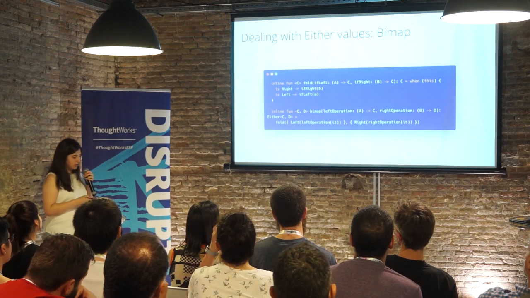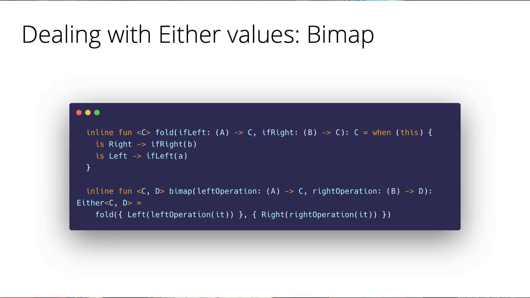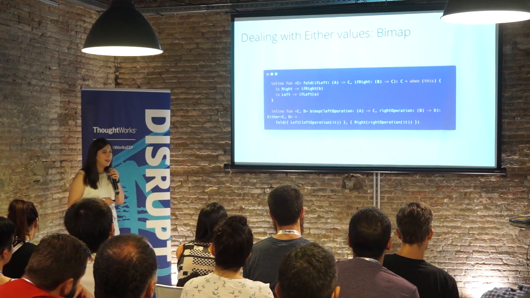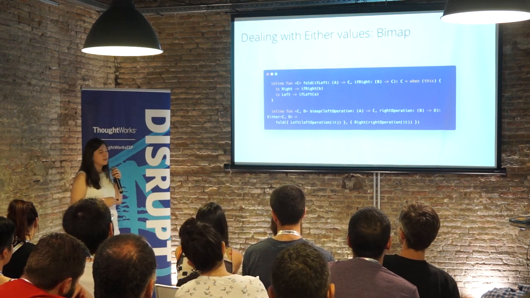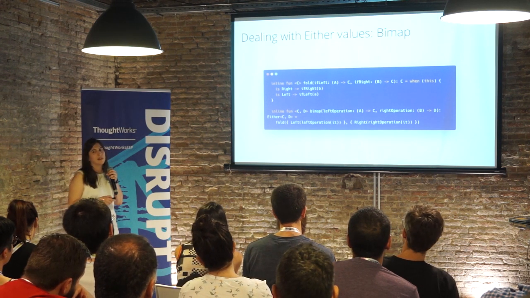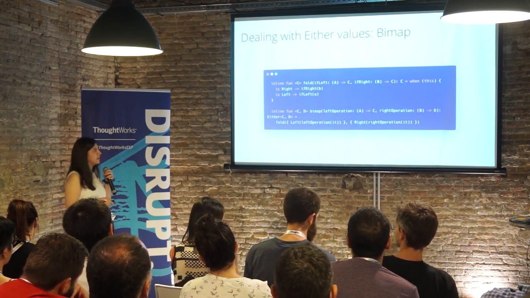So this is the code of Arrow on how bimap is built. If we see bimap, we are passing the left operation and the right operation. And this function is also calling fold, where you can see they are applying pattern matching. So pattern matching is the common thing in this library, and this is like an abstraction of the same tools.